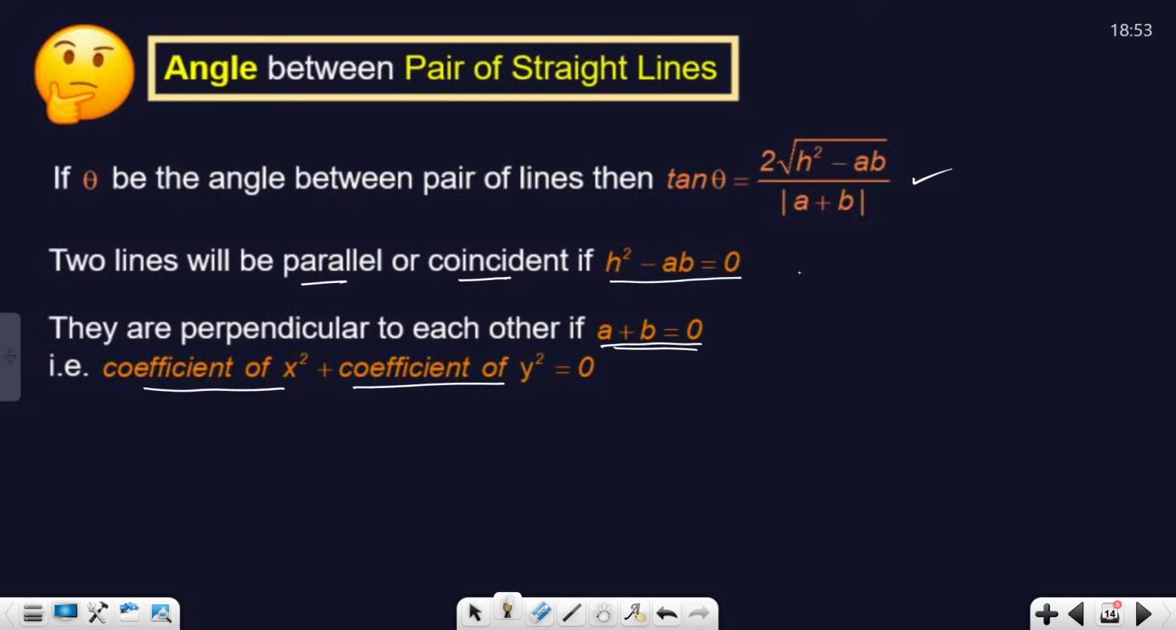Is it clear? And one very important thing that we have learned, that ax square plus twice hxy plus by square equals 0 is a homogeneous second degree equation. It always represents a pair of straight lines passing through the origin. And if those two lines have slopes m1 and m2, then we have learned m1 plus m2 is minus twice h by b, and m1 into m2 is a by b. This is exactly what we have to remember. Is it clear? Absolutely clear to all of you?